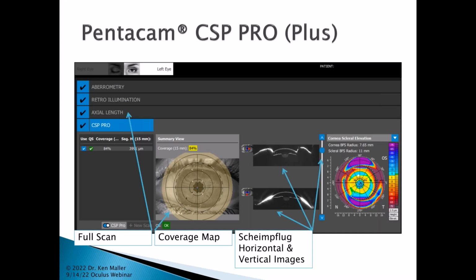These images over here are the Scheimpflug horizontal and vertical images. They happen to default to horizontal and vertical, with the horizontal one being the one on the bottom there and the vertical one being on the top. But on the right side there, you can see that blue bar on the up and down arrow ribbon. You can pull that up and down, and you would be able to rotate the actual cross-sectional images to take a look at any of the specific cross-sections that you were interested in viewing. And then the very last one here is the graphical corneal scleral elevation screen displayed in the colors and the scale on the right-hand side there.